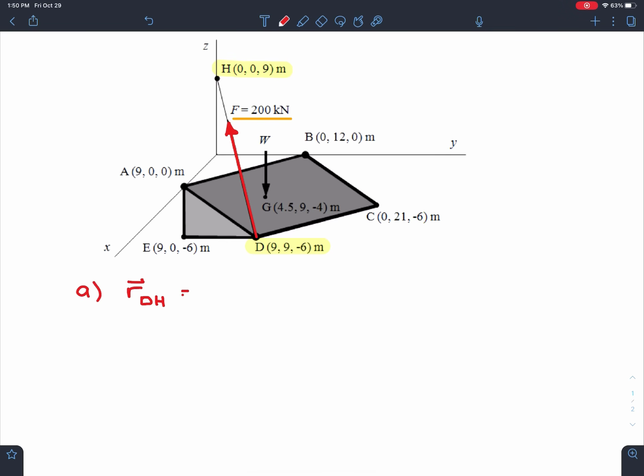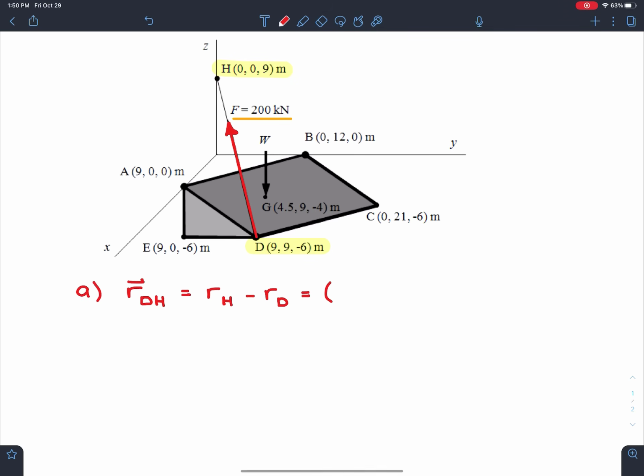Now, we calculate this specifically by taking the point where we end up and subtracting from it where we started. If I want to find the relative distance something is moving, I'm going to go from where I end up, my final position, minus where I started, my initial position. So in this case, if I start at point D and go to point H, I'm going to take my final position H and subtract where I started, in this case, D.